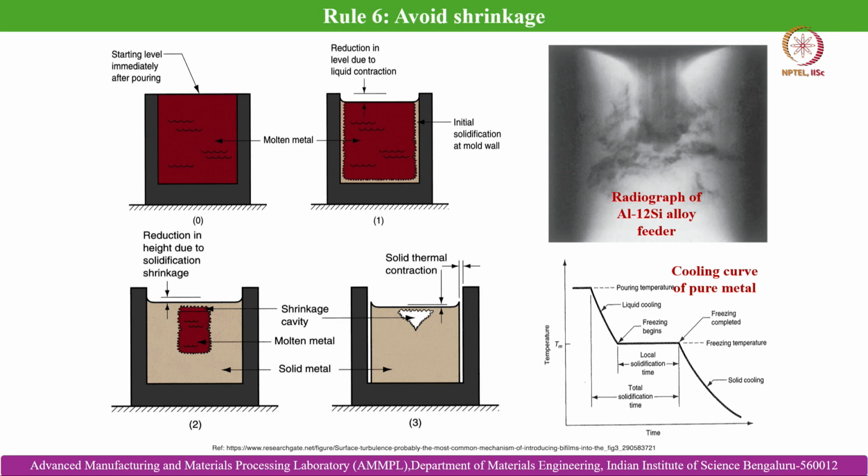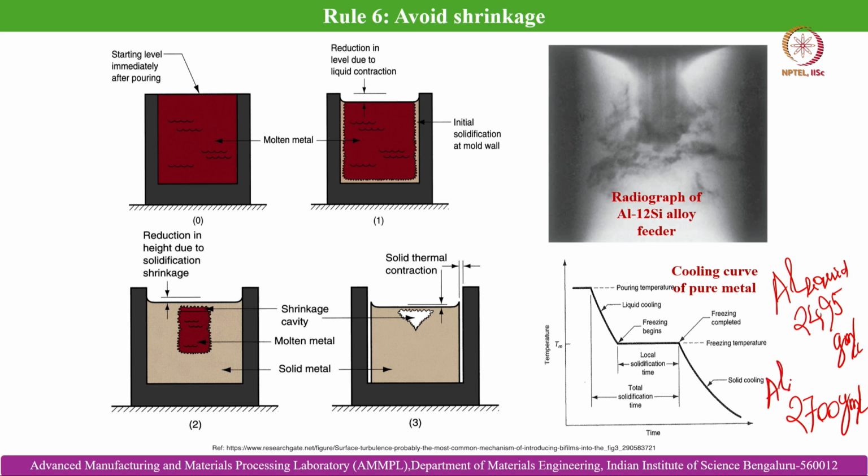So this is rule 5, and now we come to rule 6: avoid shrinkage. Shrinkage is a phenomenon that we have discussed earlier in the class. It basically happens due to the density change between the liquid and solid state of matter. For example, for an aluminum alloy, the liquid state density is around 2495 gram per cc, and in the solid state its density is around 2700 gram per cc. So, aluminum liquid and aluminum solid.